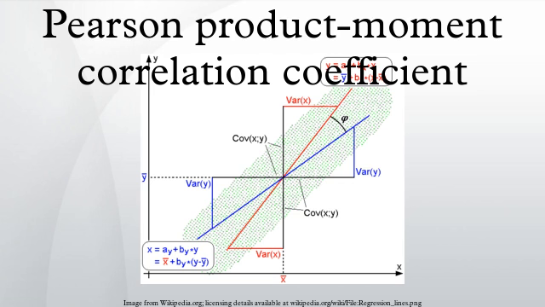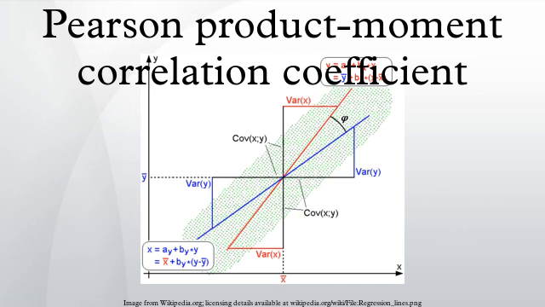For a population, Pearson's correlation coefficient is commonly represented by the Greek letter rho and may be referred to as the population correlation coefficient or the population Pearson correlation coefficient. The formula for rho is given in terms of the covariance, the standard deviation, the mean, and the expectation.